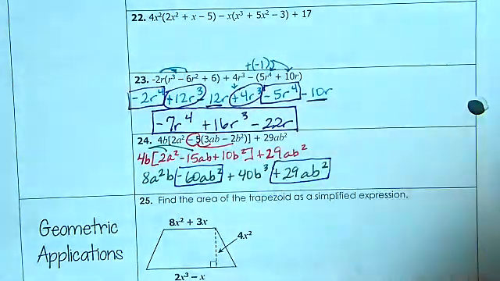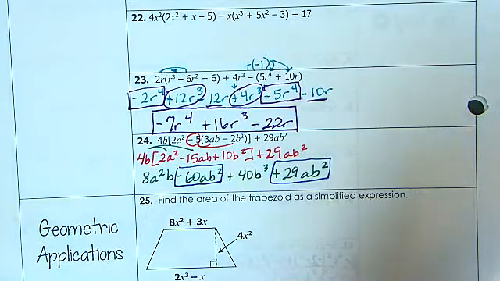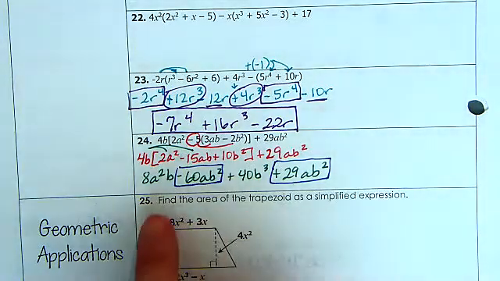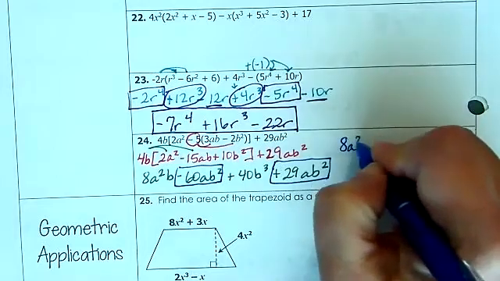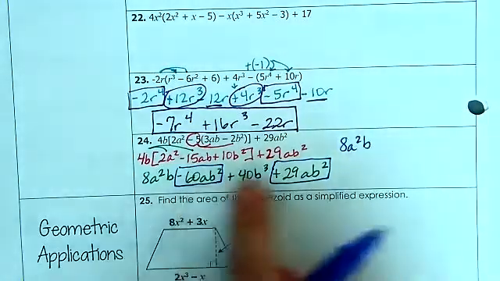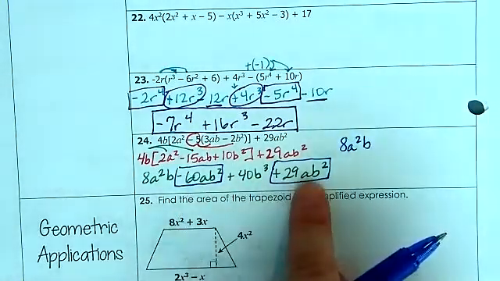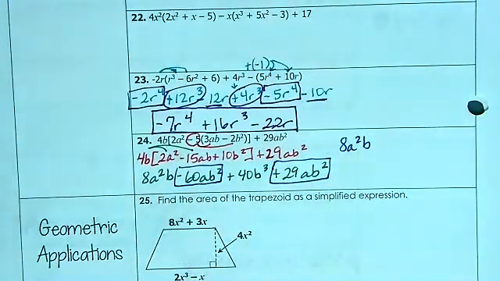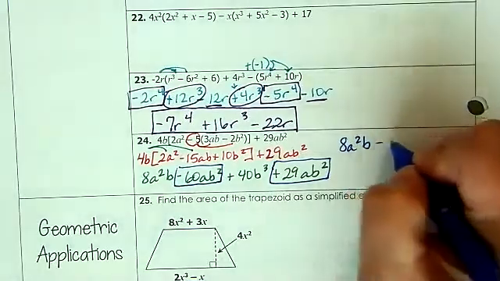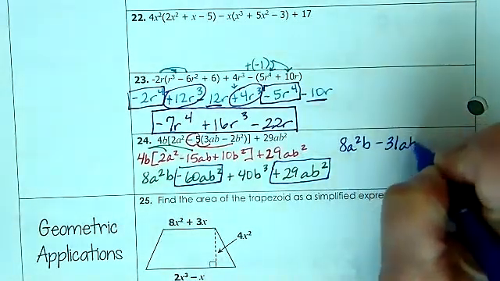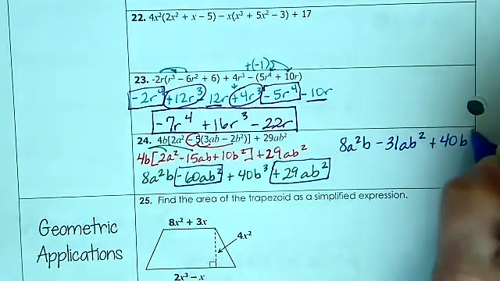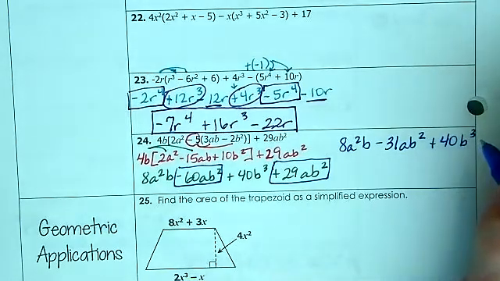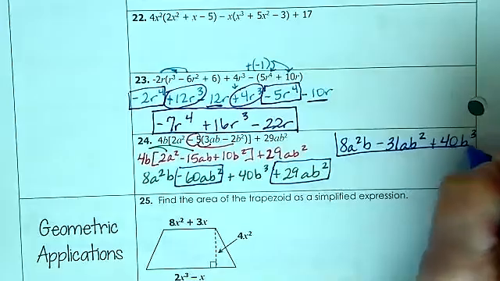Okay, so now when I'm writing my final answer, I have to put it in standard form. So I've got to look for a is going to be first. A's highest exponent is a squared. So I'm going to have 8a squared b. Now I'm combining my like terms. So I go over to the handy dandy calculator and I'm doing negative 60 plus 29, which gives me a negative 31. So I have negative 31ab squared plus 40b to the third power. And there's my final answer.